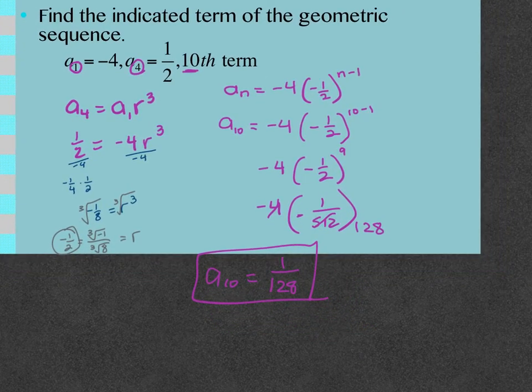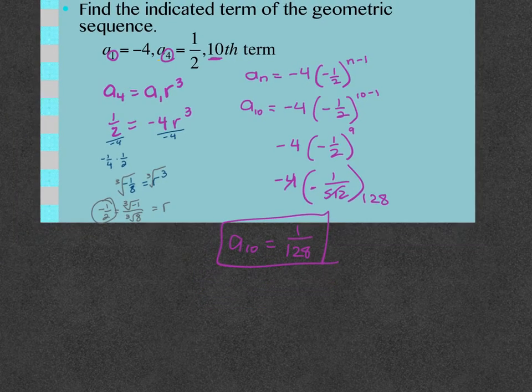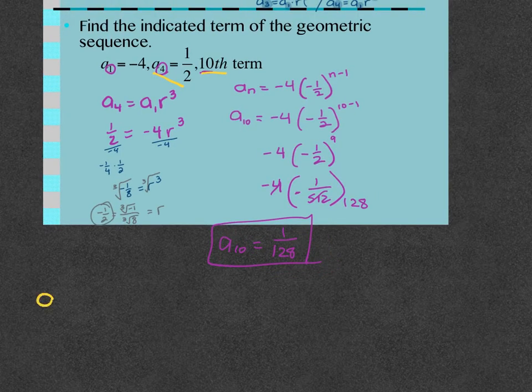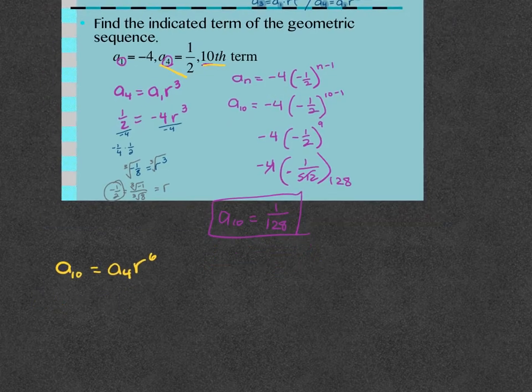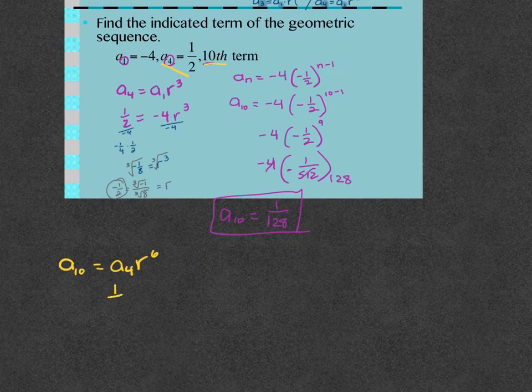In my opinion, it's the hardest when they jump if you don't understand the pattern, but if you get it, it's not so bad. I could have also gone from a sub 4 to the 10th term by saying a sub 10 equals a sub 4 times r. Now what would have to be the exponent on the r? 6. So I could have done it that way as well. I just would have been plugging in the negative 1/2 to the 6th, and I would have gotten the same answer.